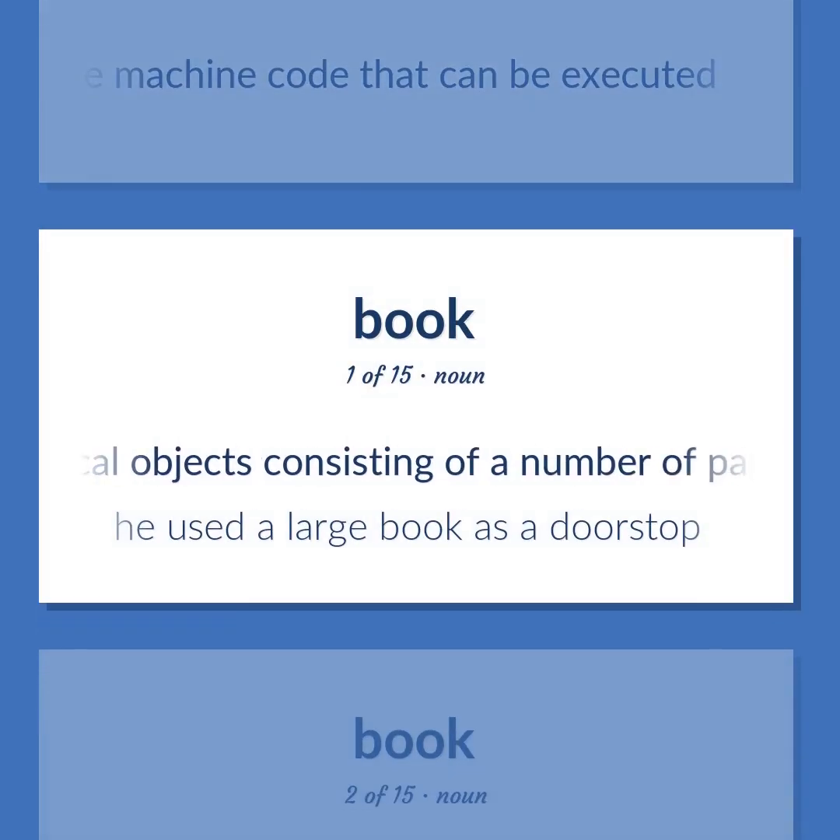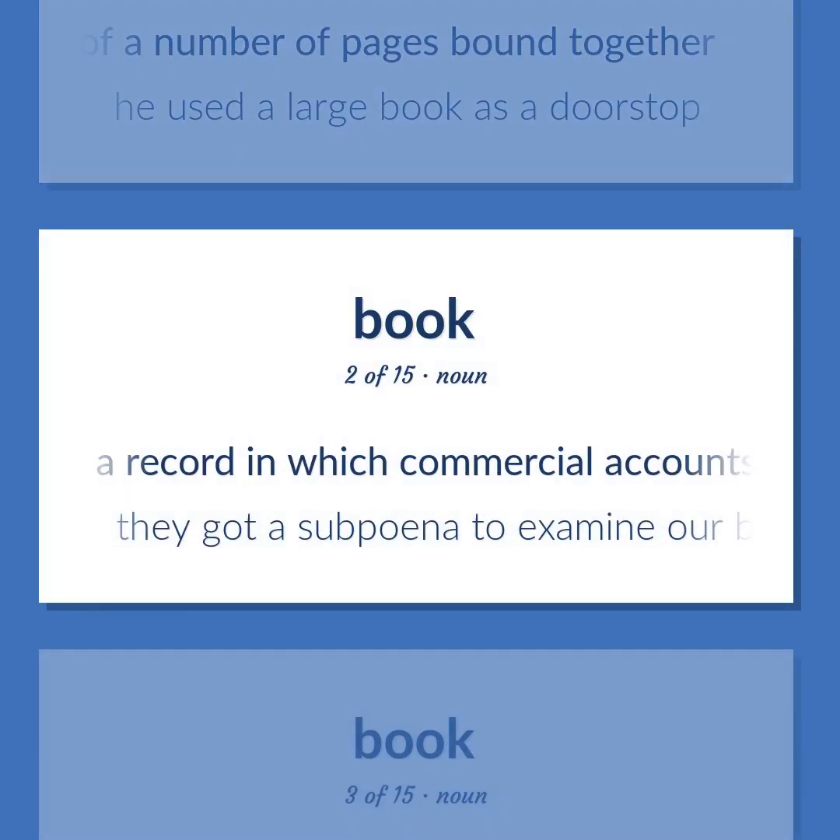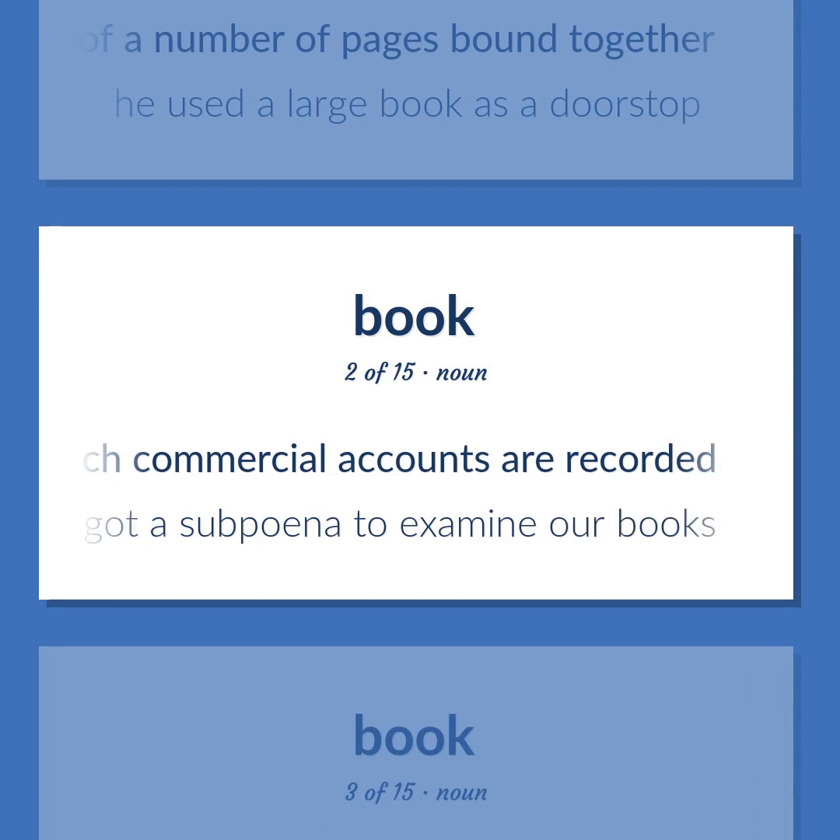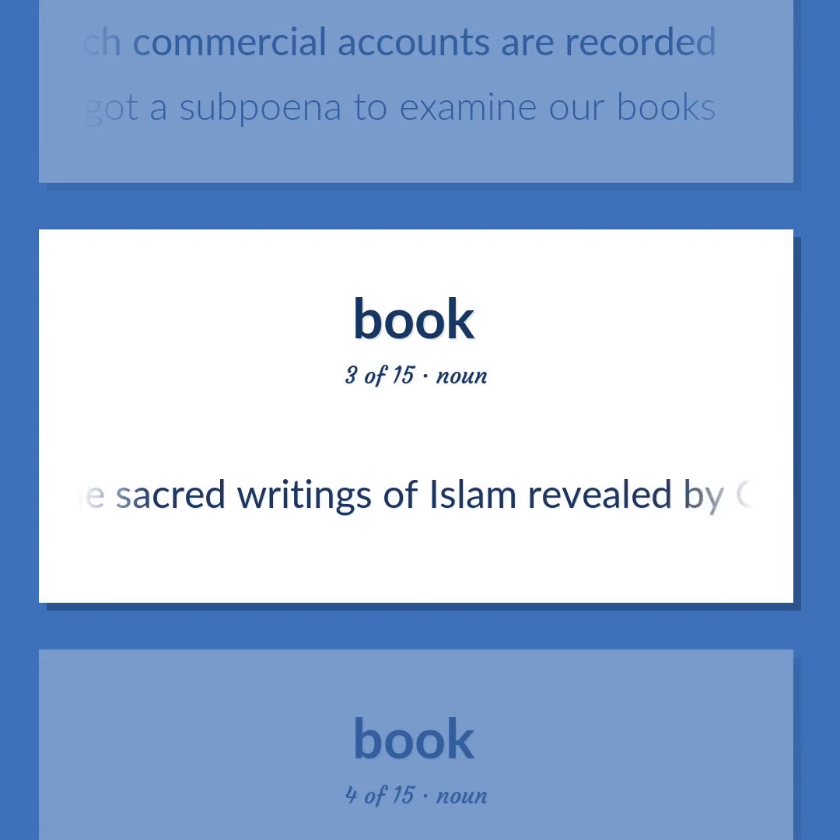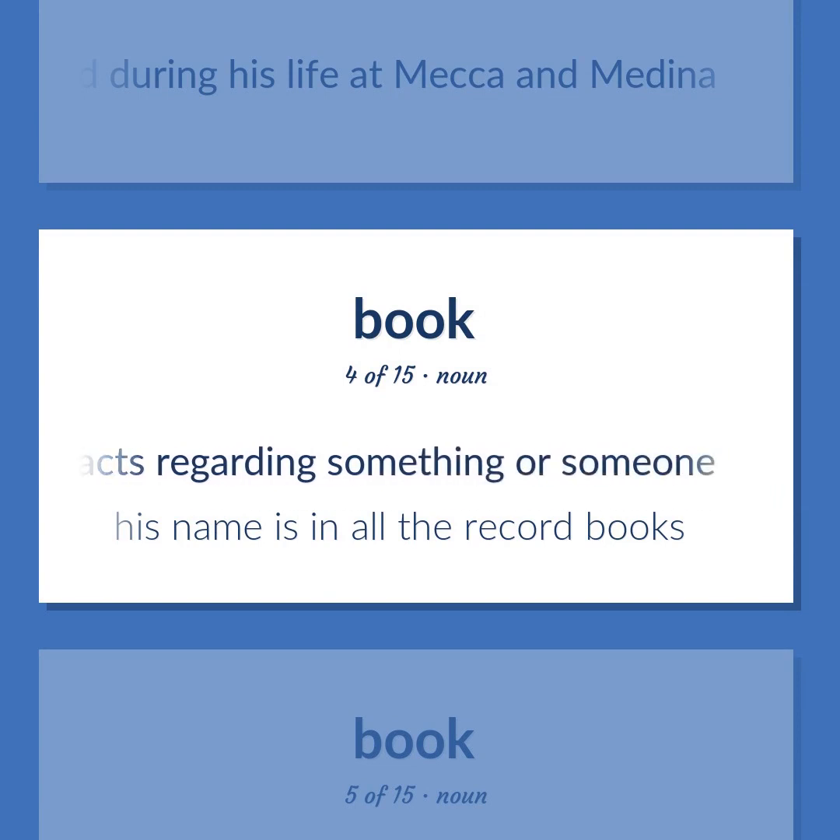Physical objects consisting of a number of pages bound together. He used a large book as a doorstop. A record in which commercial accounts are recorded. They got a subpoena to examine our books. The sacred writings of Islam revealed by God to the Prophet Muhammad during his life at Mecca and Medina. A compilation of the known facts regarding something or someone. His name is in all the record books.